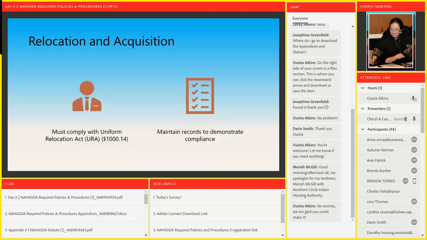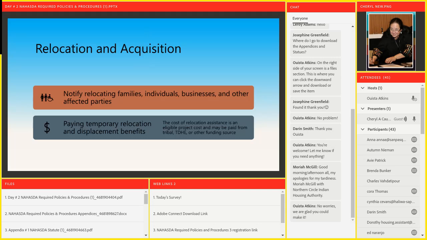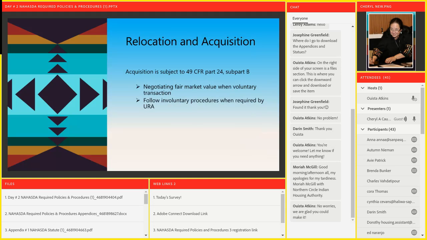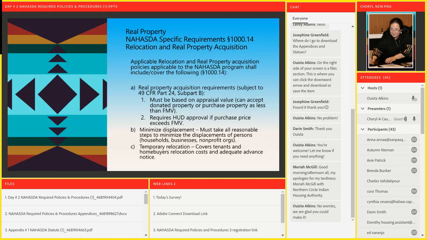Your other federal laws, we've got to watch the relocation and acquisition. You must comply with the Uniform Relocation Act at 1014. Maintain records to demonstrate compliance. We have to notify any relocating families, individuals, businesses, and other affected parties, and pay temporary relocation and displacement benefits. The cost of relocation assistance is an eligible project cost, and may be paid from tribal, TDHE, and other funding sources. And we have to follow real property. The NAHASDA specific requirements are found at 1014 for relocation and real property acquisition.